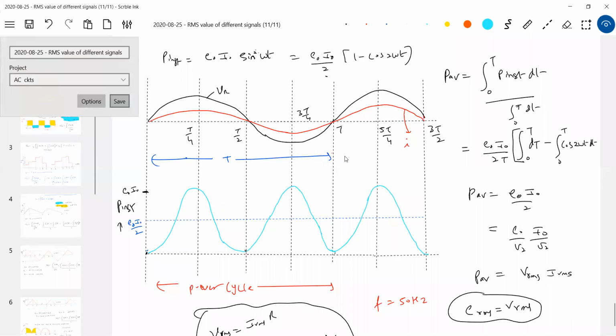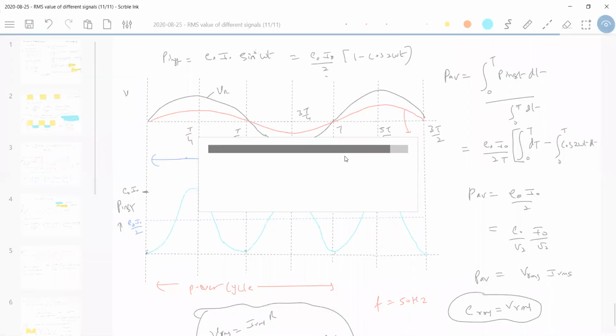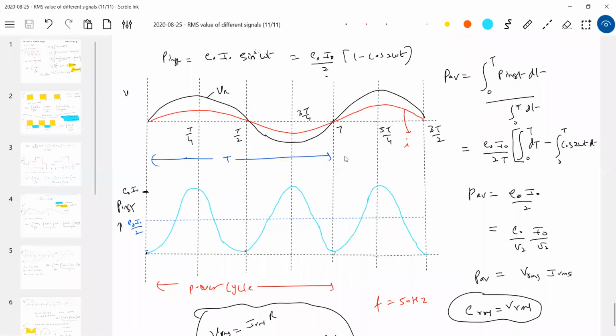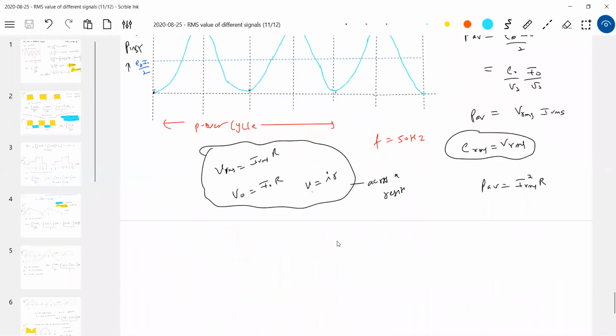Let's take the next. I'll connect an inductor now. If I connect an inductor, what conditions will arise? Is any power dissipated? Yes, there's power dissipated, no? The resistor is a power dissipating element. Power is being dissipated.